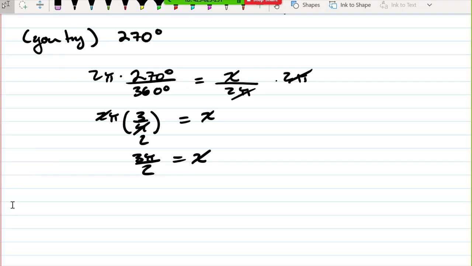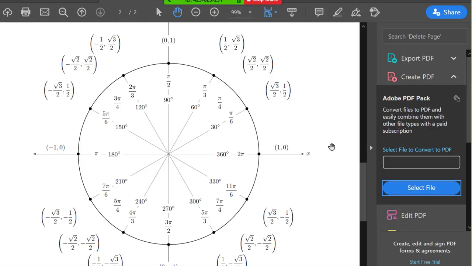So if you take a look at your unit circle, you'll notice that what we were doing is actually present here. So if you look at your unit circle, here's 30 degrees, and what does 30 degrees pair with in radians? Pi over 6. We go down to 270 degrees here, and what did it pair with on our unit circle? 3 pi over 2.